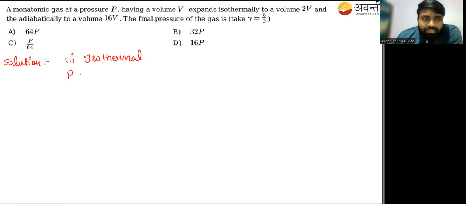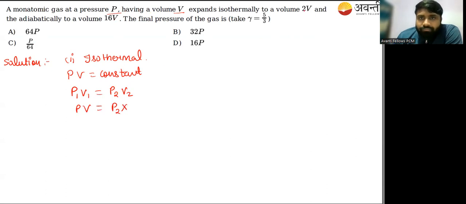that P is inversely proportional to V, or you can say that PV equals constant. Simple, because temperature is constant. So we can say that P1 V1 equals P2 V2. Now the initial pressure is P, volume is V, final pressure P2, final volume 2V. Isothermally it expands to volume 2V. So P2 you have as P by 2.